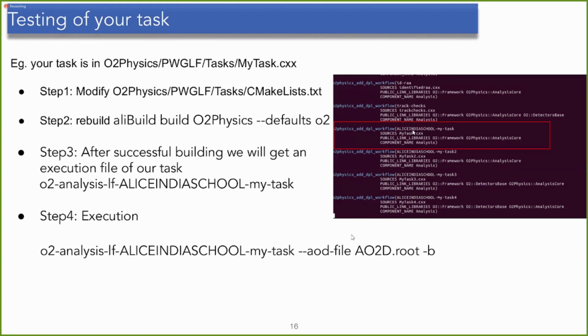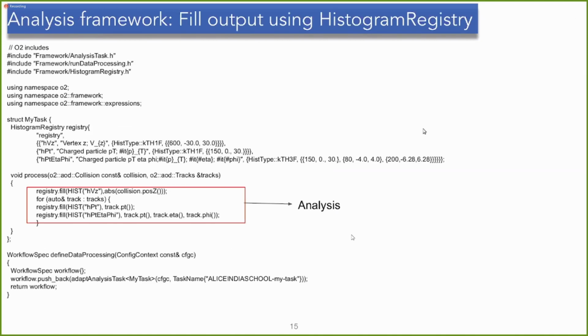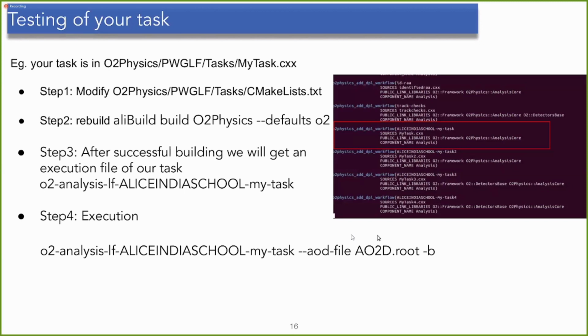So where do I get the name from? If you go to the previous slide, you can see that in this data processing, we have defined the name of our task, like alice-india-school-my-task. So you need to put that name here. Then you need to put the source file, that is mytask.cxx. Then you need to put the required libraries that your analysis task needs. After doing that, you need to rebuild using alibuild.